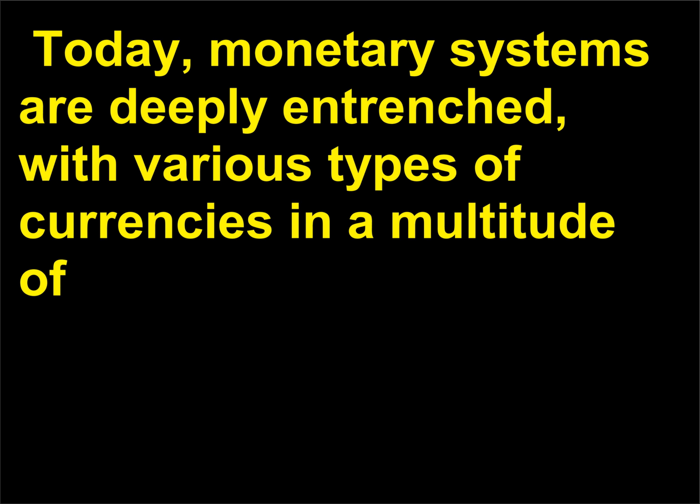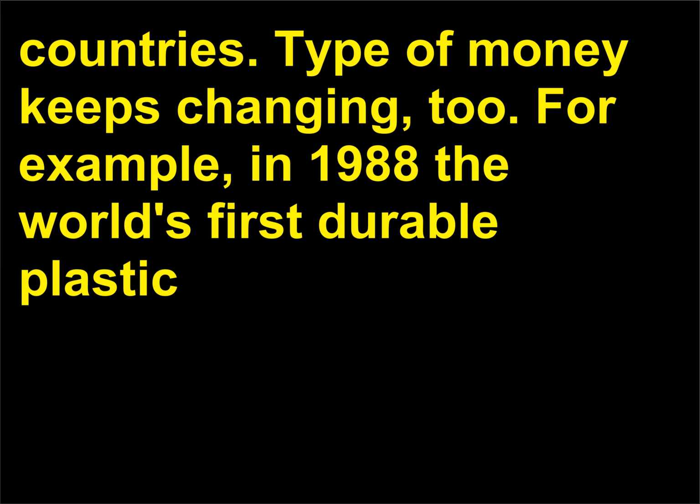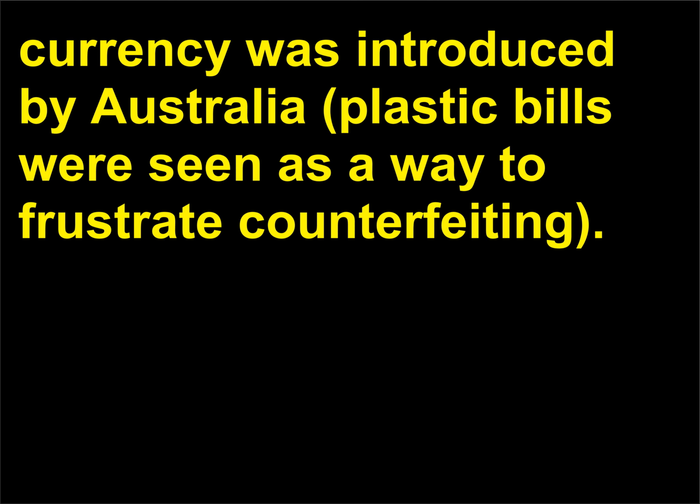Today, monetary systems are deeply entrenched, with various types of currencies in a multitude of countries. Type of money keeps changing, too. For example, in 1988 the world's first durable plastic currency was introduced by Australia. Plastic bills were seen as a way to frustrate counterfeiting.